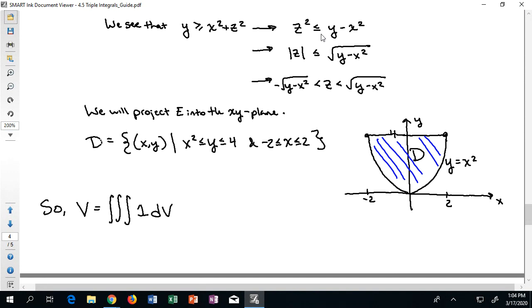All right, so here's my answer that I'm coming up with. z again is my innermost integral. Then I have my y, and then I have my x. So notice I'm going to replace that dV with my dz, dy, dx.